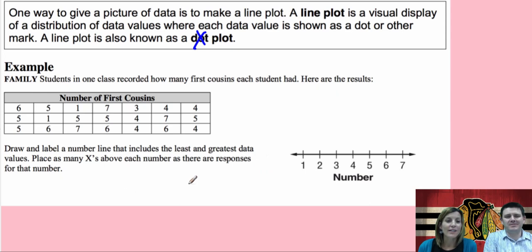All right, our example one. Students in one class recorded how many first cousins each student had, and here are the results below. Draw and label a number line that includes the least and greatest data values. Place as many X's above each number as there are responses for that number. So we have the number line already set up for you. It goes all the way from a 1 to a 7 because we have some 1s and some 7s in there. But notice every number in between is listed, not just the ones that may or may not appear in the data, but you go from the lowest to the highest and list everything in between.